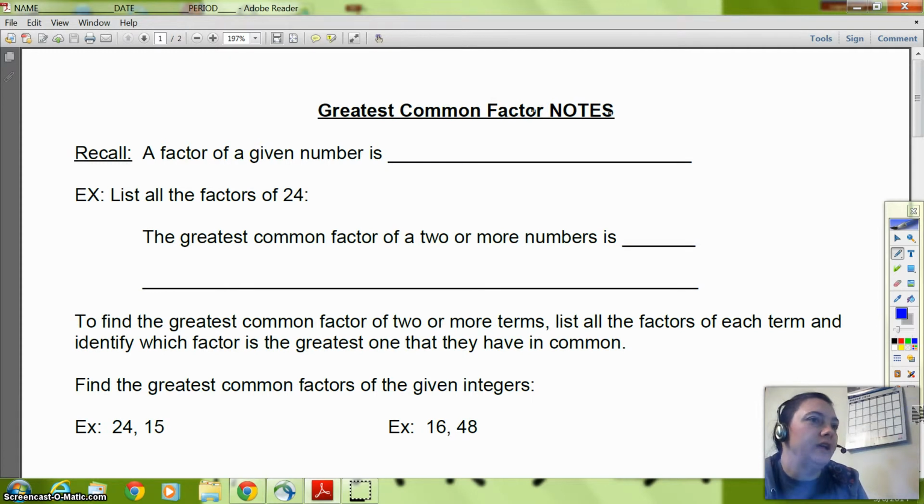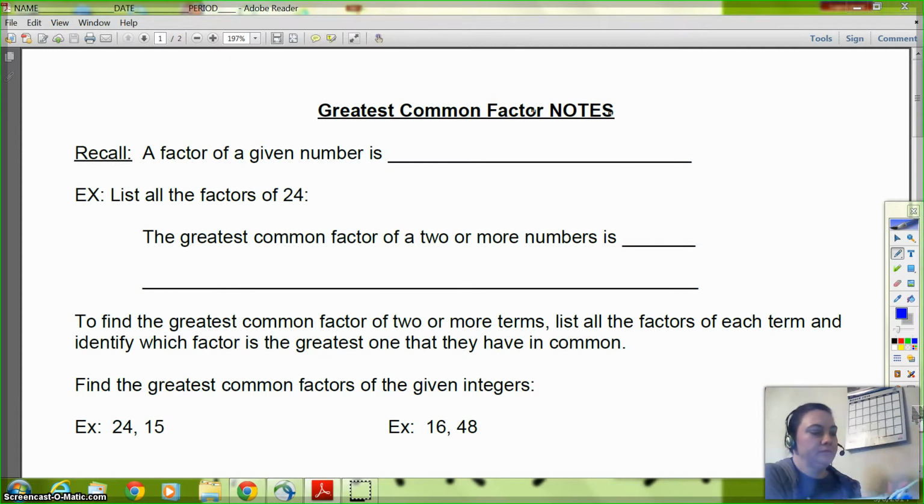Okay, we're going to start 8.1 notes today. Greatest common factor notes. I'm going to go ahead and put 8.1 in the front of it.